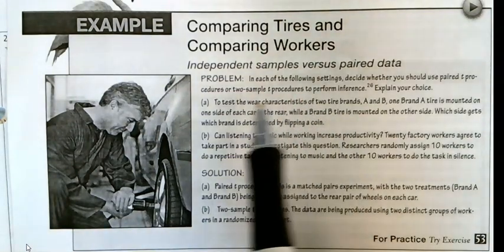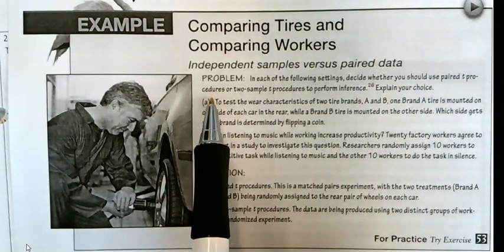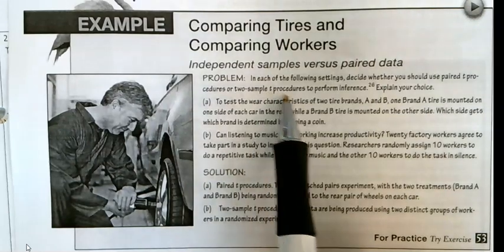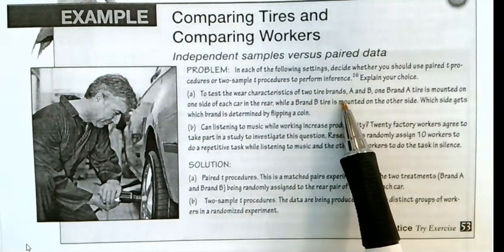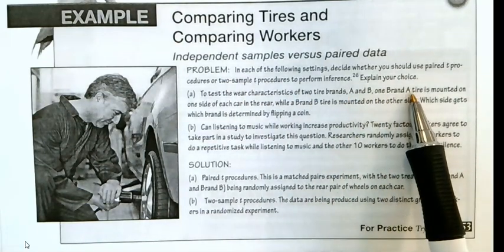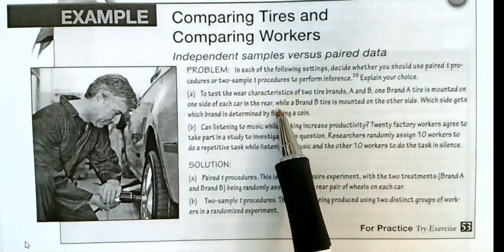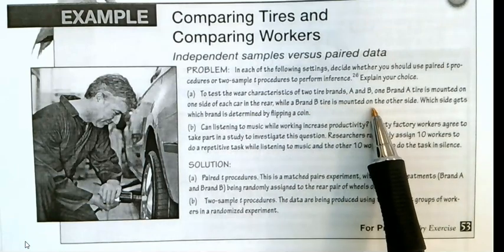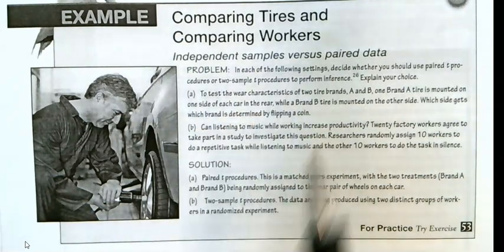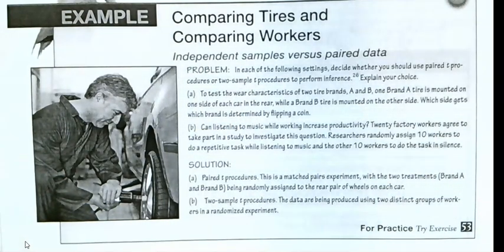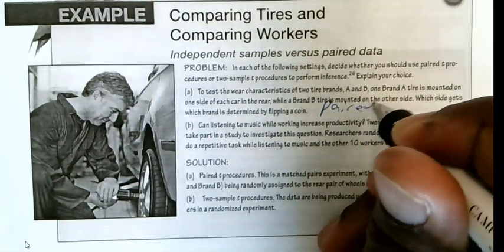So here's the problem. In each of the following settings, decide whether you should use a paired t procedure or a two-sample t procedure to perform the inference. Part A says, to test the wear characteristics of two brands of tires, A and B, one brand A tire is mounted on one side of each car in the rear, and a brand B tire is mounted on the other side of each car. Which side gets which brand is determined by flipping a coin. This is not randomly sampling things. This is pairing one tire to the other. So let's look at a paired example.